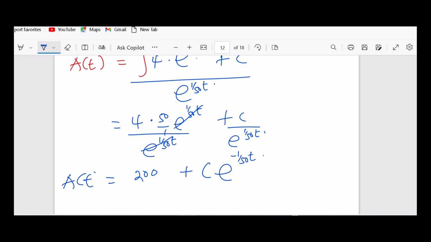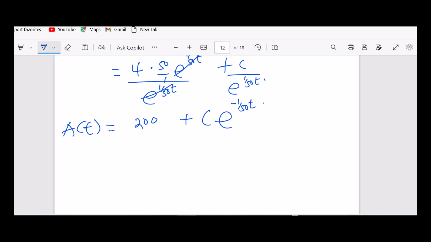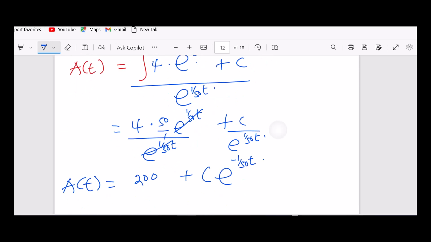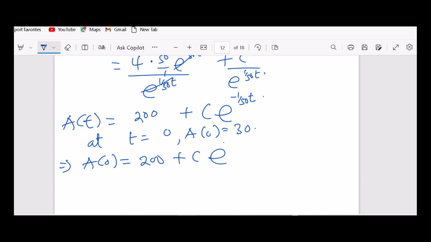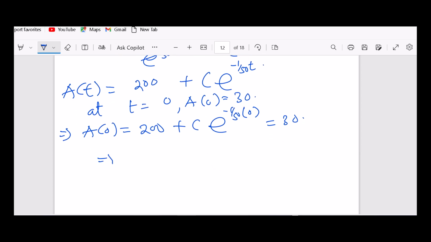That's our A of t, but we have our initial value, the initial amount, which is 30 grams. So at t equals 0, A of 0 is equal to 30. This implies that A of 0 equals 200 plus c e power negative 1 over 50 times 0, equals 30. So c e power 0 equals 30 minus 200, which is negative 170. So c is equal to negative 170.